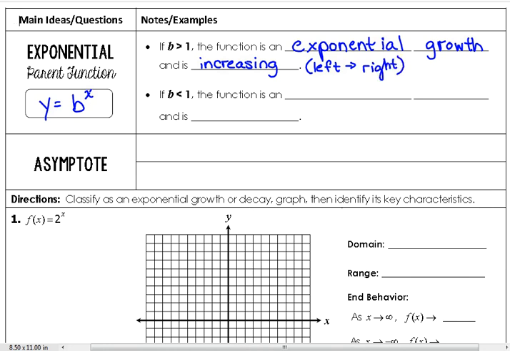If b is less than 1, now be careful, don't just say that b is a fraction, because there are fractions that are greater than 1. 3 over 2 is greater than 1. But if b is less than 1, the function is an exponential decay. And exponential decay is decreasing. Kind of makes sense. The d's go together. Decreasing, decay. Okay.